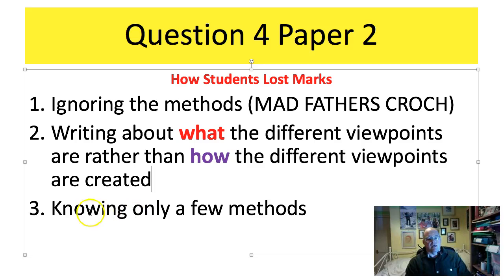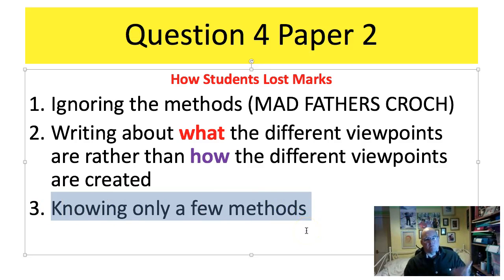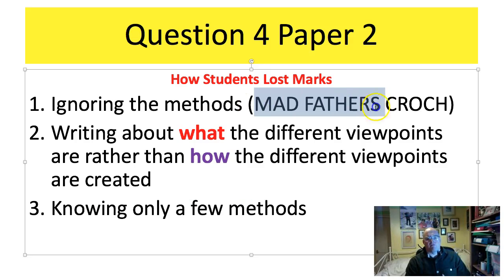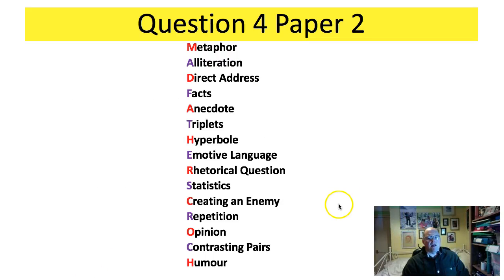And then finally, students knew only a few methods. And typically that happens when you've only been taught DAForest and. In Da Forest, you only have a few methods, whereas in Mad Father's Crotch, you have 15, and you're guaranteed to be able to spot methods. Just put your finger on the page somewhere, there'll be a method jumping out at you because you know so many of them. And in case you haven't been paying attention, these are those 15 methods.